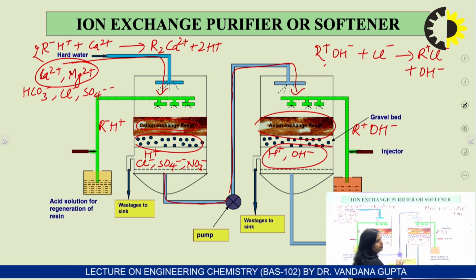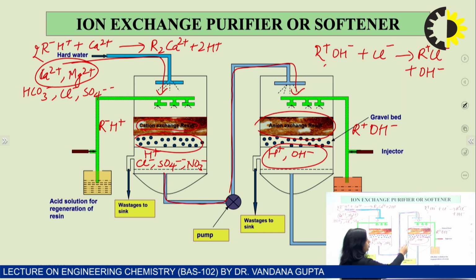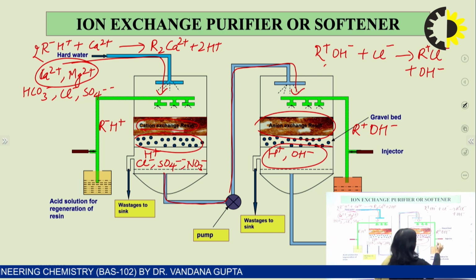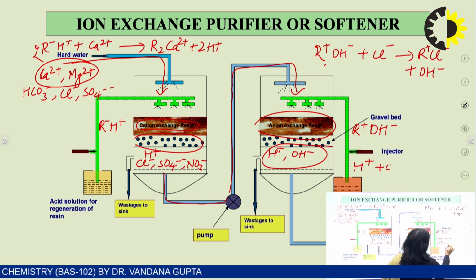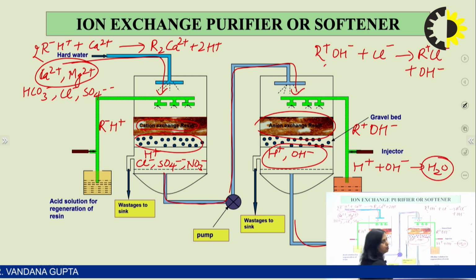So the water passing through the anion exchange resin contains only H+ ions and OH- ions: H+ from the cation exchange resin and OH- from the anion exchange resin. So these ions react with each other and produce soft water. So the output is soft water.